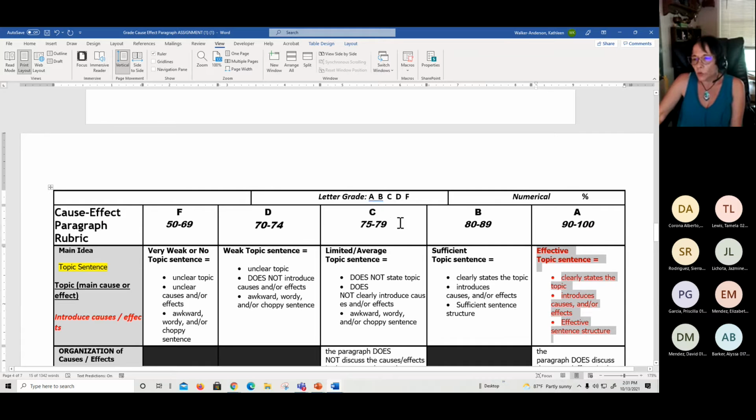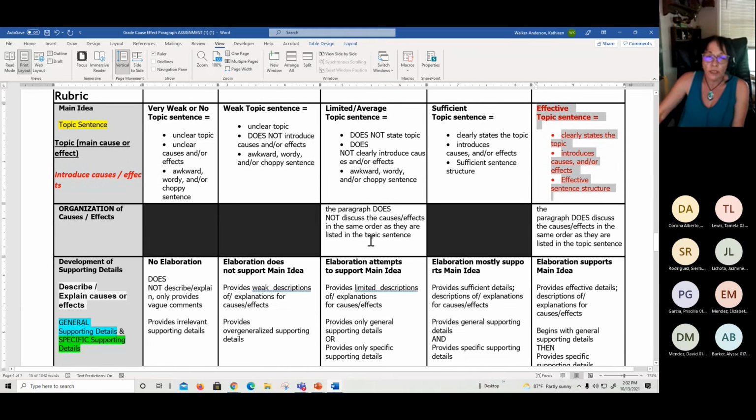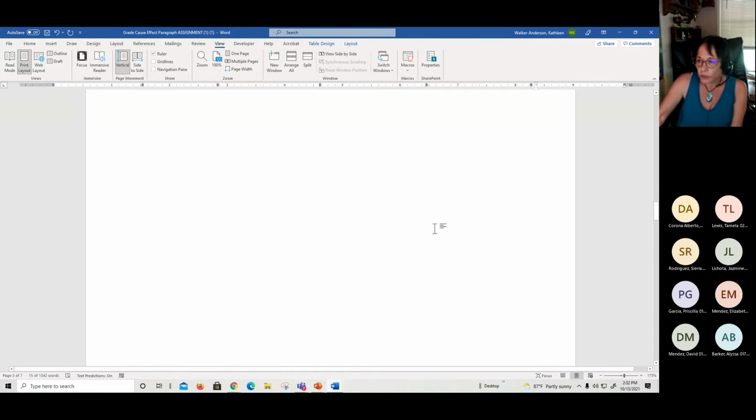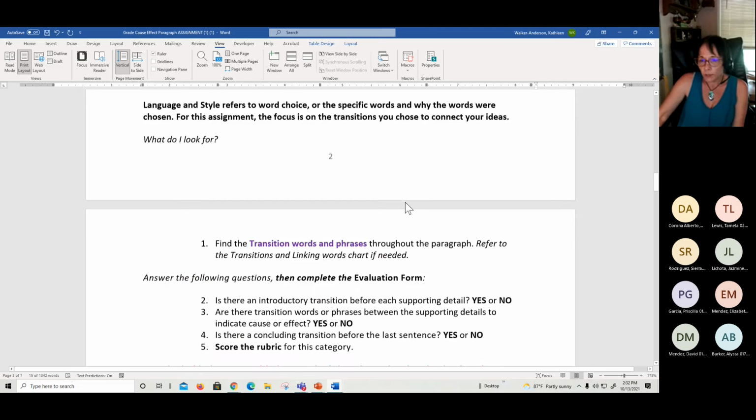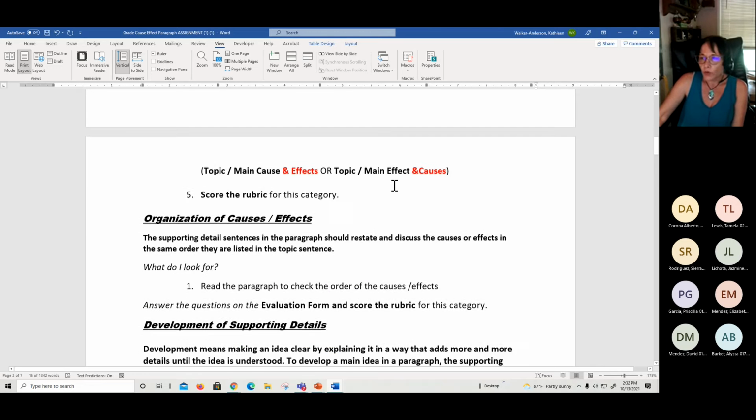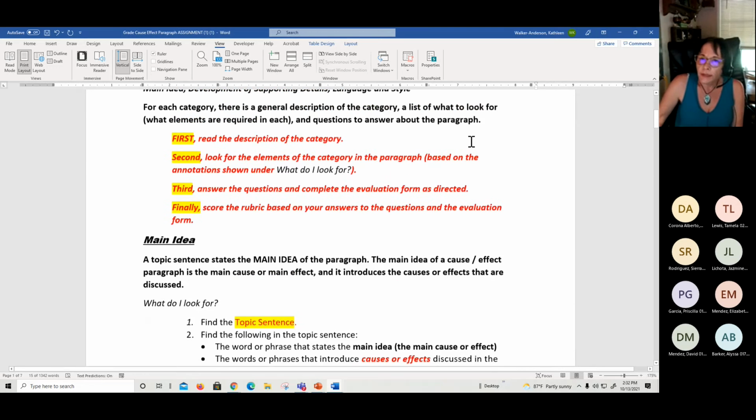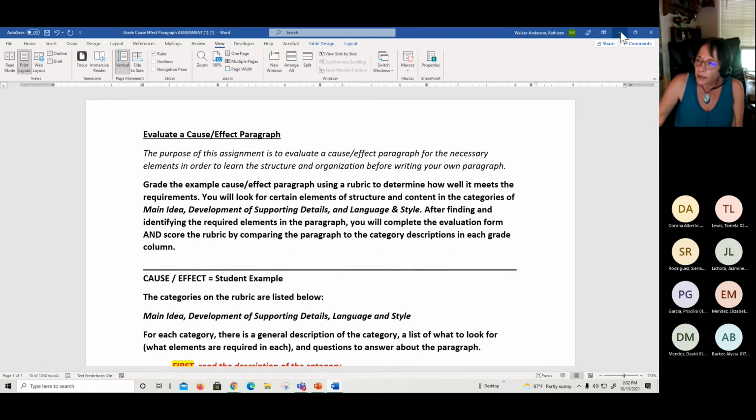It's not that difficult. And the main benefit of it is this is the rubric that you're going to be graded with. So you're basically going through the same grading process that I am. And that's your example paragraph. So once you're done with the assignment, you know exactly what needs to be in your paragraph when you go to write it. But that is that.